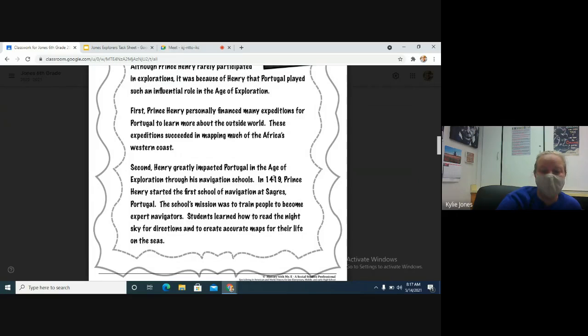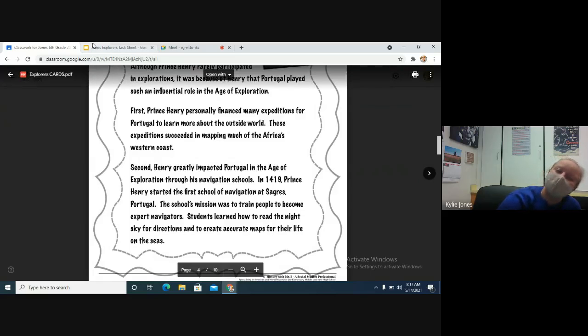In 1419, Prince Henry started the first school of navigation in Sagres, Portugal. The school's mission was to train people to become expert navigators. Students learned how to read the night sky for directions and to create accurate maps for their life on the seas.